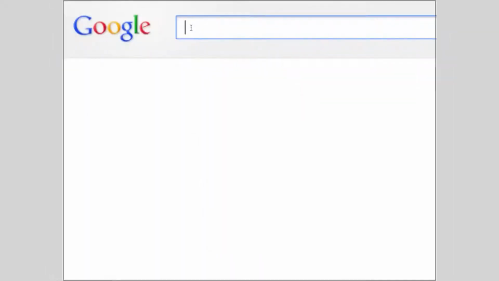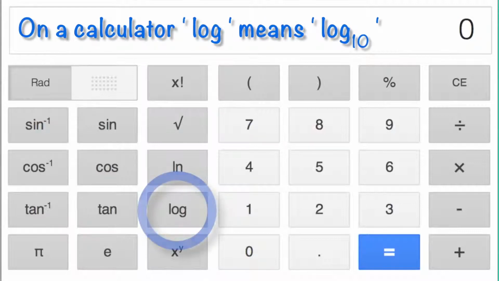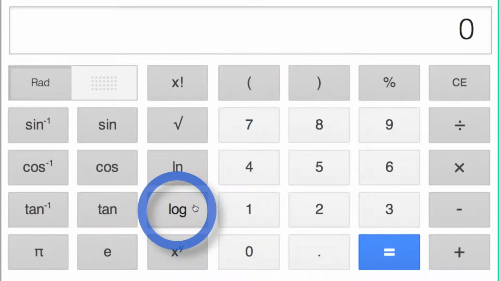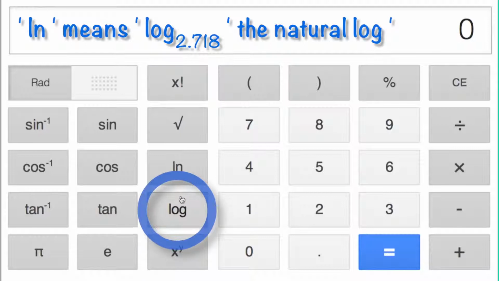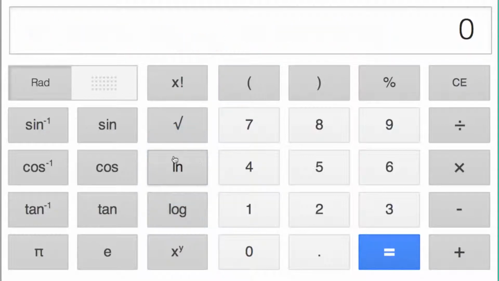So how would you calculate a log? Well, for this you need a scientific calculator. So we've gone to the calculator on Google, and here's what we can see. Just here is log to the base 10, which is your standard one, so it just says log. The other one on here is ln, the natural log, which is to the base of 2.718. Now most of the time you're just going to use log.